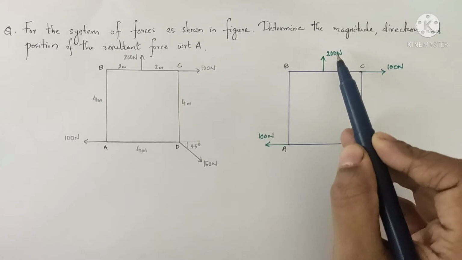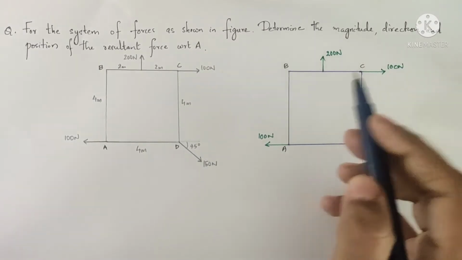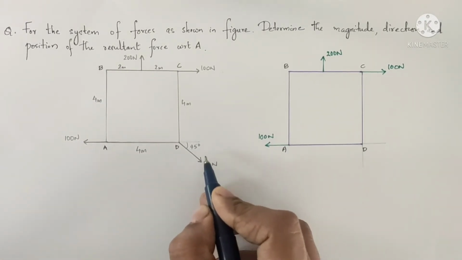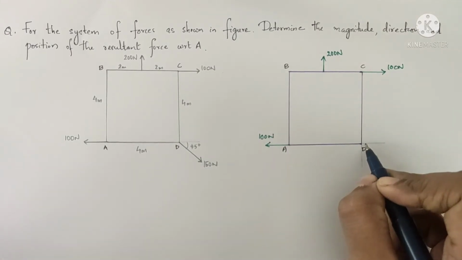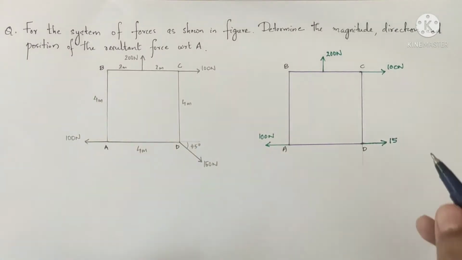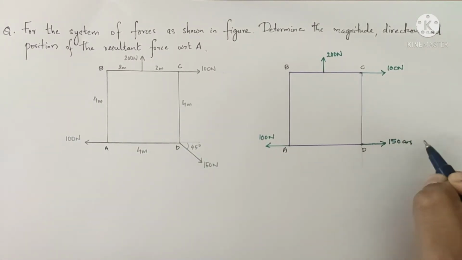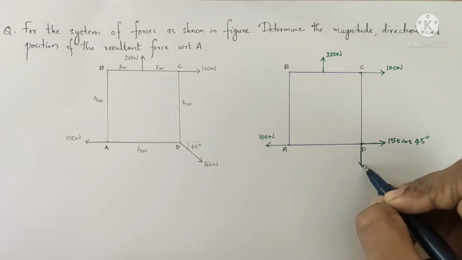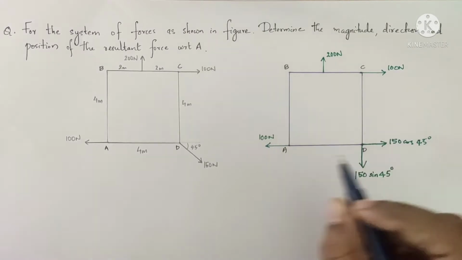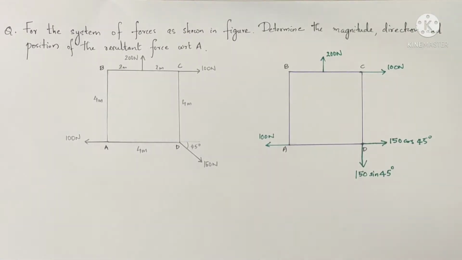So here I have redrawn the figure. I have marked the forces 200 Newton, 100 Newton and 100 Newton as given in the question. Now I have to resolve this 150 Newton, and 45 degree is also given. So I am resolving it into the horizontal component. This will be 150 cos 45 degree. And the vertical component will be 150 sine 45 degree. So I have resolved this inclined force into two components, 150 cos 45 degree, 150 sine 45 degree.